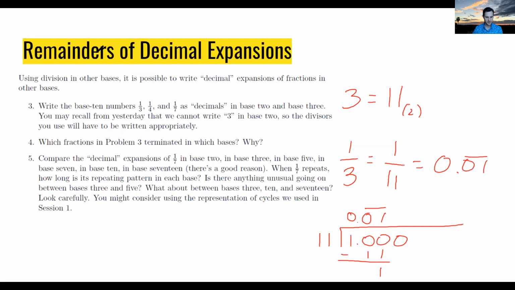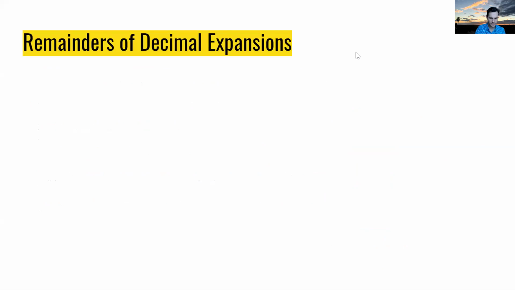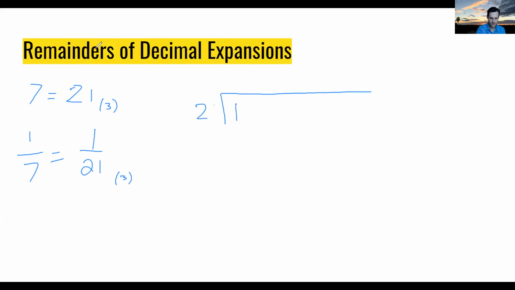Let's do one more example of that. So if we look at 1/7 in base 3, for example, 7 in base 3 is equal to 21. And so 1/7 in base 10 is the same thing as 1 over 21 in base 3, which means the long division will look like this.